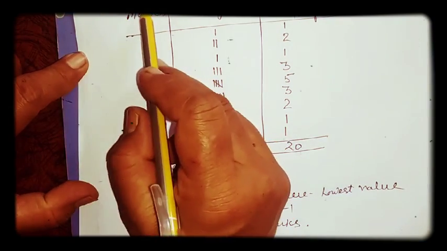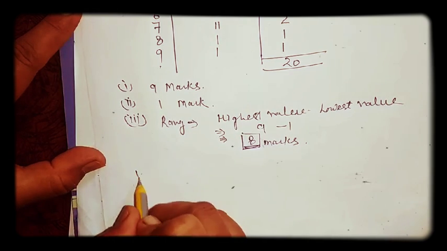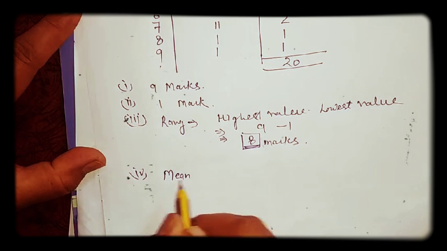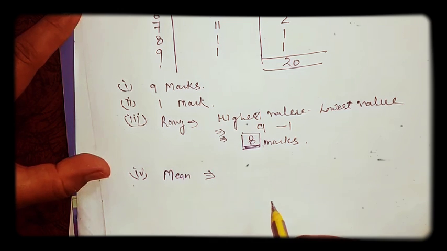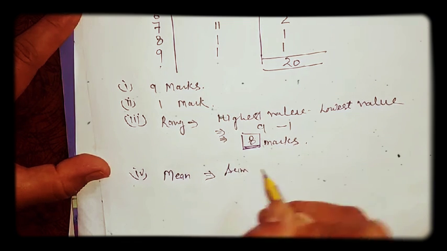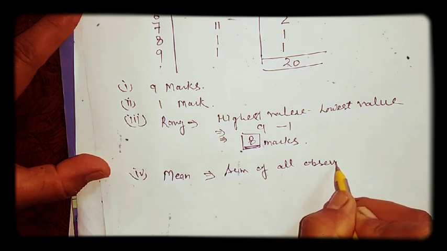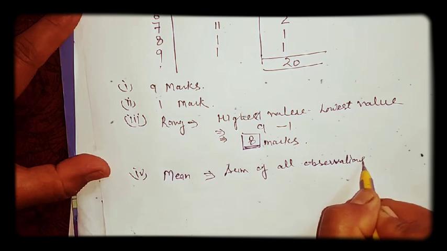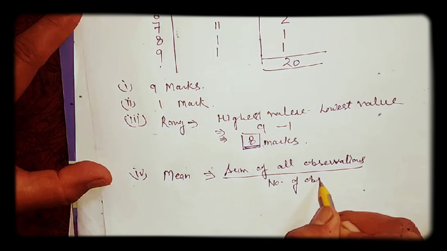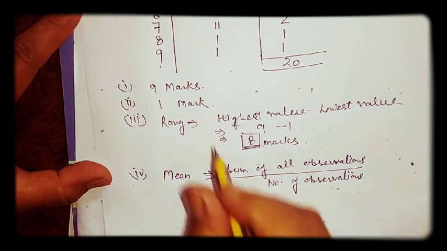Now fifth, find the arithmetic mean. Arithmetic mean, or simply we can say mean. In mean what we find? Actually we find the average. And what is the formula? That is the sum of all observations divided by the number of observations. Sum of all observations means this.